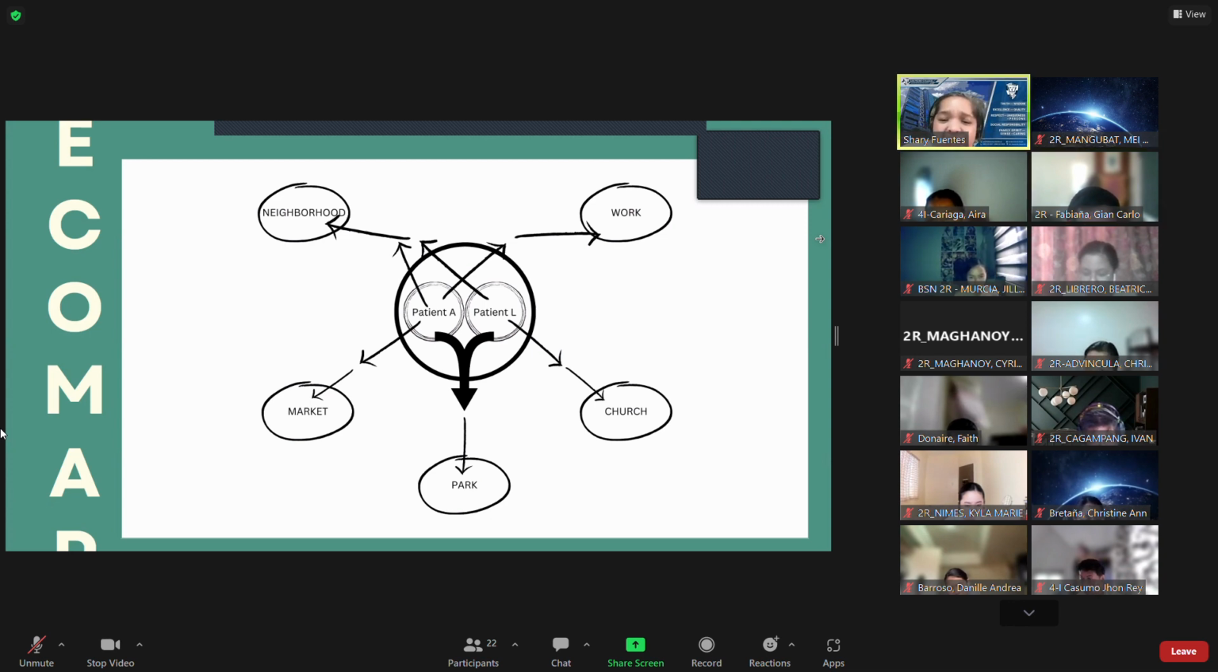There must be a legend. So what does this bold arrow mean? What do the other arrows mean? Because the way I see it, the arrows going to the market and the church are not as bold as the arrows going to the neighborhood and work. And then you have the arrows going to the park, a bold and a thin arrow. What is the difference between them?